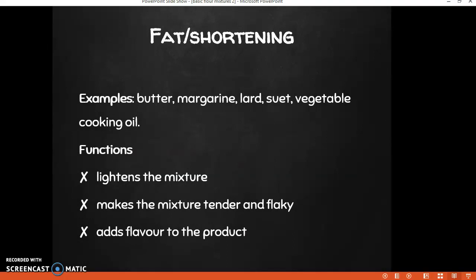Another major ingredient we use when we are making flour products is shortening or fat. We have different examples of fat. We have margarine, we have butter, we have cheese, we have vegetable cooking oil, we have lard and suet. Suet is the fat we get from beef and mutton. Lard is obtained from pig or pork.